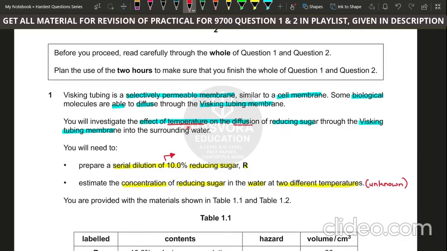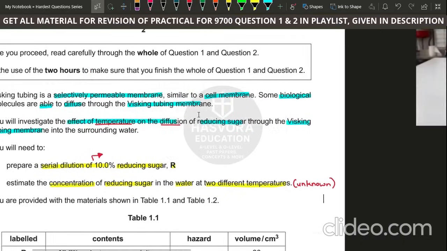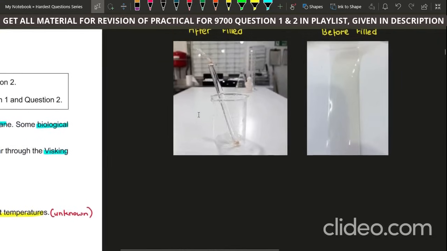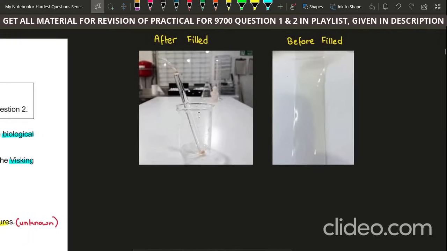For those who were wondering, we haven't seen Visking tubing in our life, I completely understand that most teachers do not cover this experiment because it is not usually tested. But just for the sake of it, I'll cover how Visking tubing looks and how you have to set it up, because most students struggle to open it and fill it with the solution.